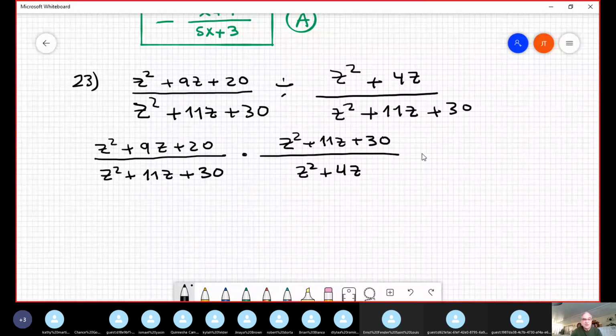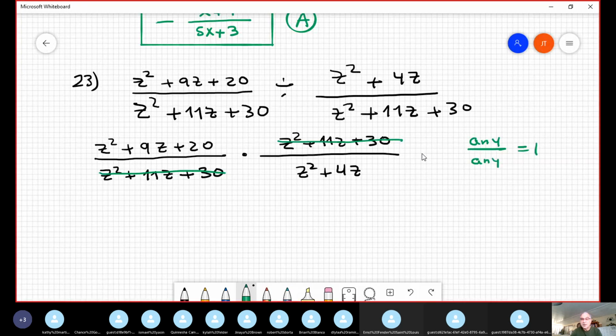Wow, I can see something. This is exactly the same as this, so you cancel out. No factorization is necessary because it's the same. Any expression divided by itself is one. You know that, right? This is deleted, but the rest you need to factor.